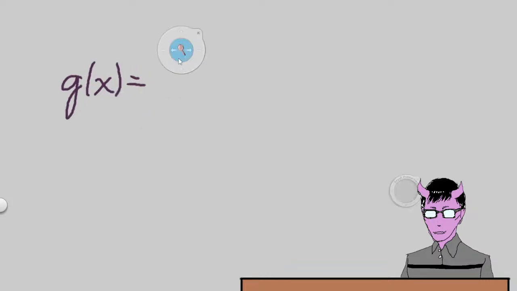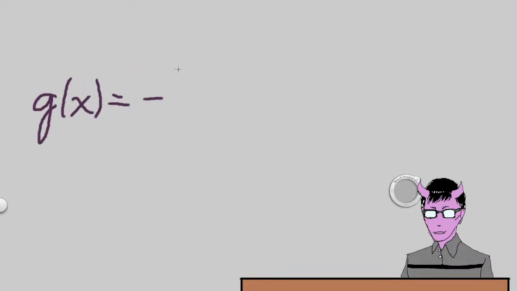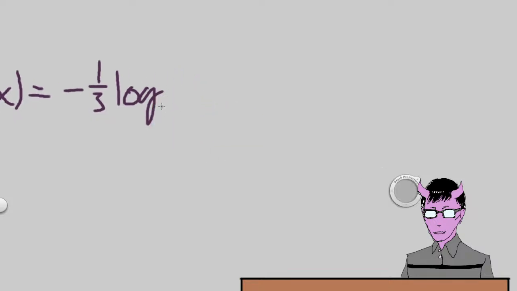Alright, so just making up the problem. Let's say we have just negative 1/3 times log. We picked a base 2 last time, so let's pick base 3 this time. And then we're going to do a slightly annoying 2 minus 3 times x.